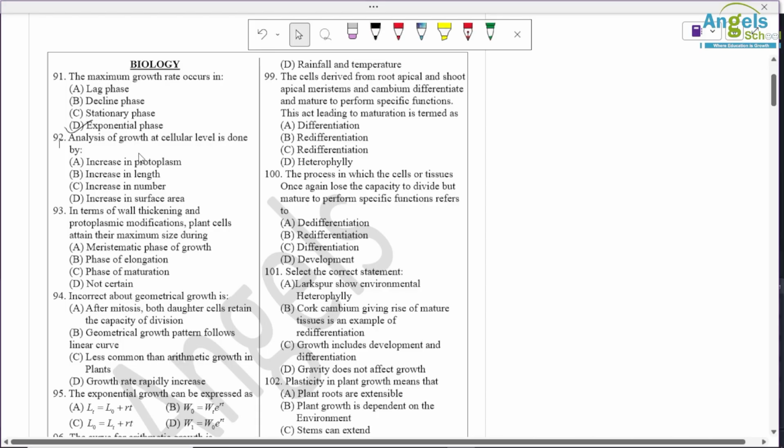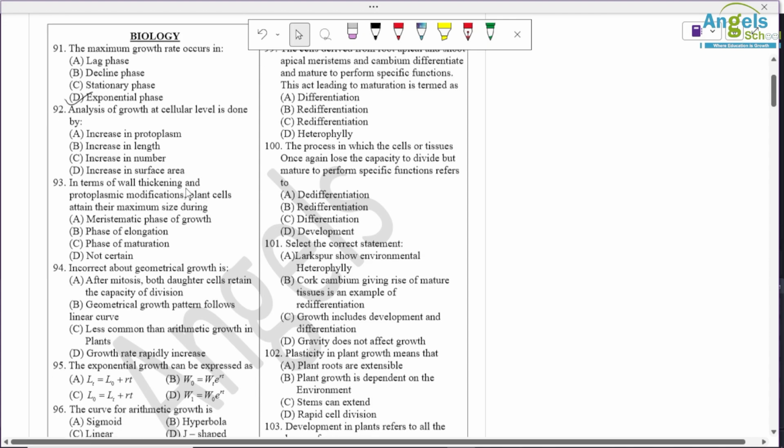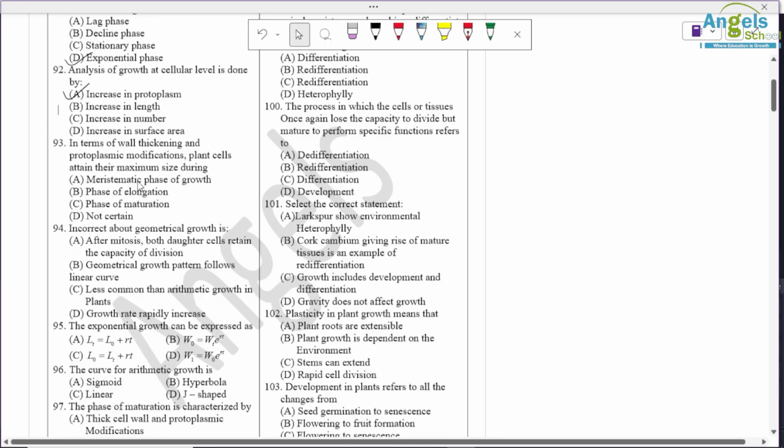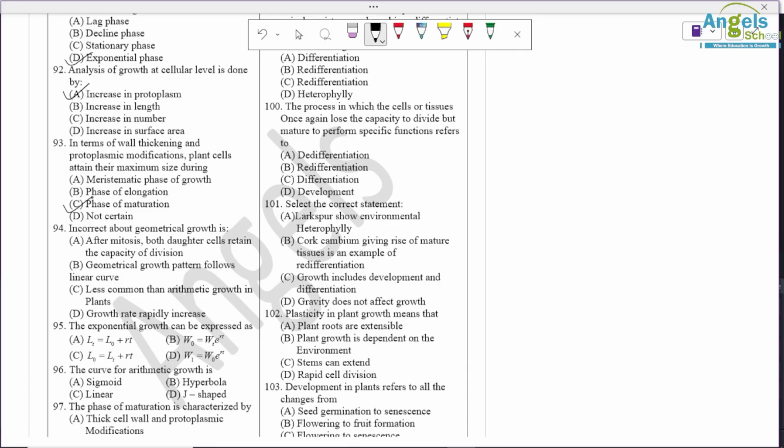Analysis of growth at the cellular level is done by. So we can determine the increase in protoplasm at the cellular level. So the correct option is A. Question number 93. In terms of wall thickening and protoplasmic modification, plant cells attain their maximum size during. So plant cells attain their maximum size during the phase of maturation. So the correct answer is C.